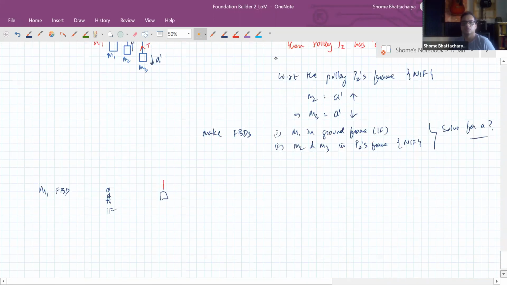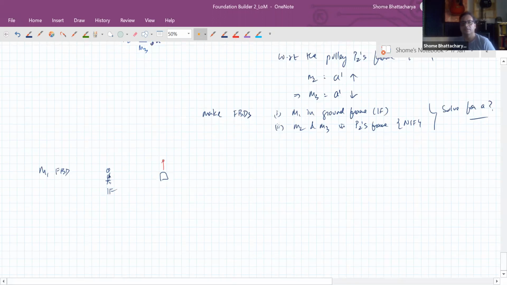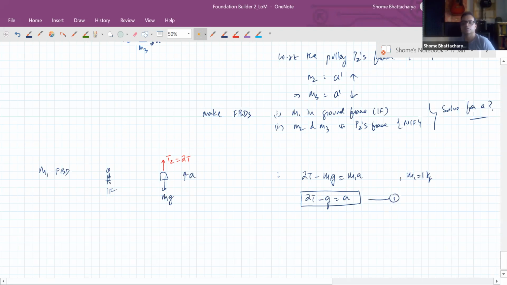Okay. So on this one, the upward tension that is acting, that is tension T2 in that string, let's say, is 2T. And its own weight M1G, and it is having an acceleration A upwards. So we have the equation 2T minus M1G is equal to M1A, and substitute M1 as 1 kg. So we have 2T minus G is equal to E. That's our equation 1.